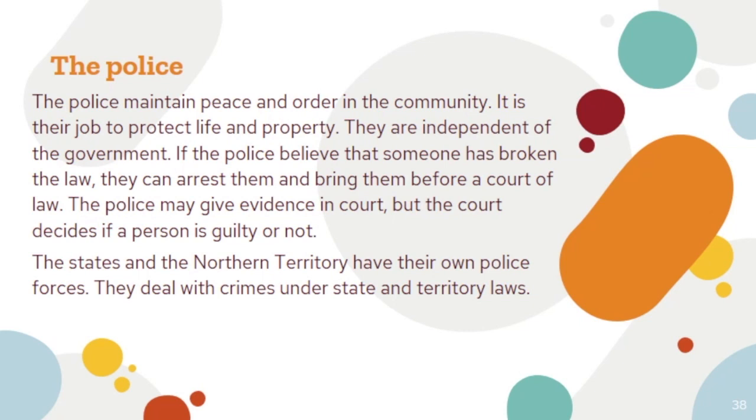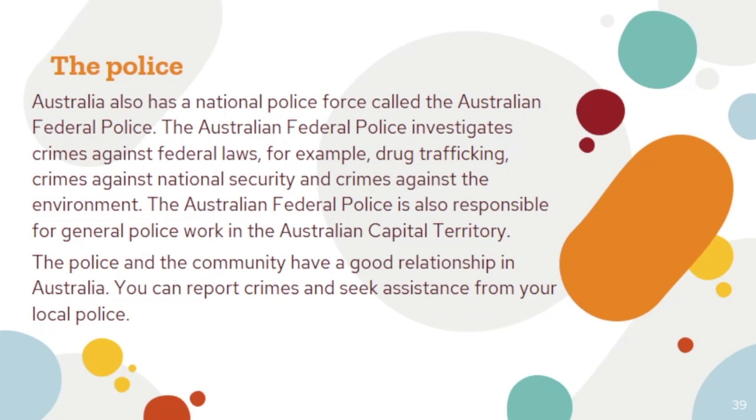The states and the Northern Territory have their own police forces. They deal with crimes under state and territory laws. Australia also has a national police force called the Australian Federal Police. The Australian Federal Police investigates crimes against federal laws, for example, drug trafficking, crimes against national security and crimes against the environment. The Australian Federal Police is also responsible for general police work in the Australian Capital Territory.